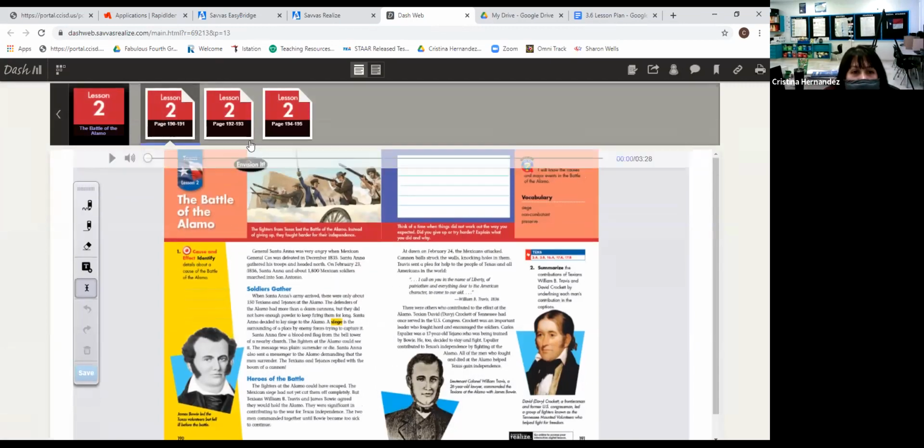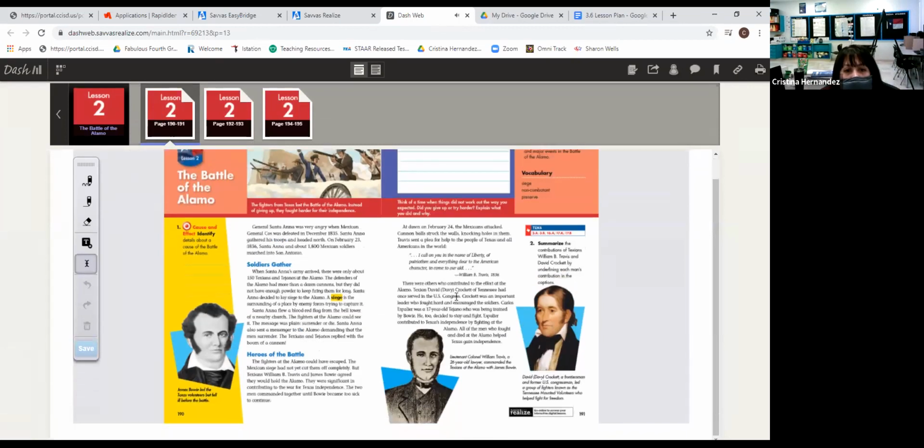Let's start. Lesson 2, the Battle of the Alamo. I will know the causes and major events in the Battle of the Alamo. Vocabulary: siege, non-combatant, preserve.